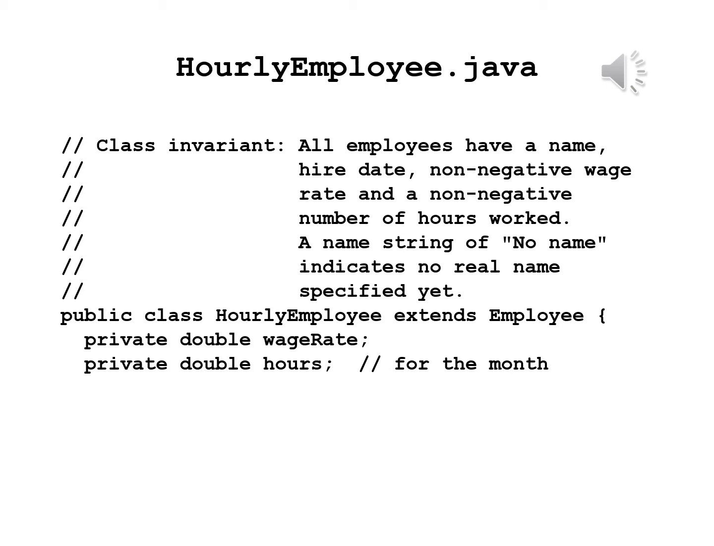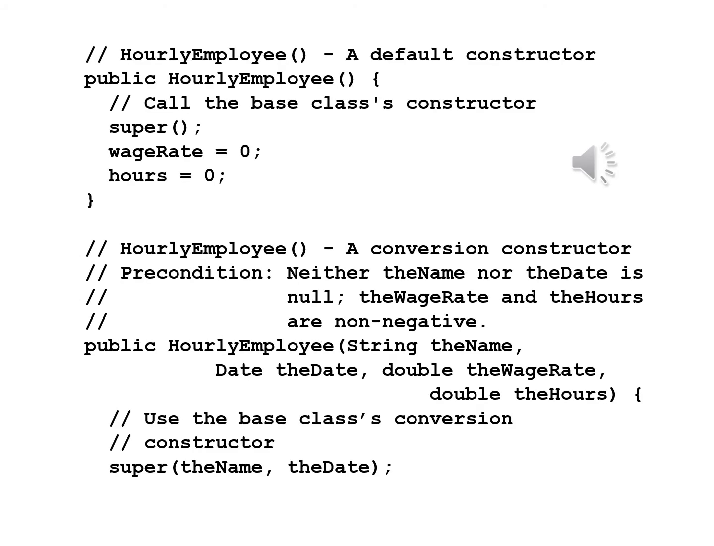Our header will be public class HourlyEmployee, and given that this is a derived class, we add extends Employee. And now our two additional properties, private double wageRate and private double hours. And this will be hours for the month. Let's now write the default constructor, public HourlyEmployee. But before we do anything else, we have to call the constructor of the base class. Constructors have to be called explicitly.